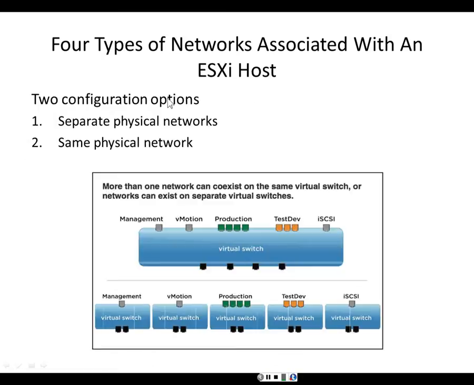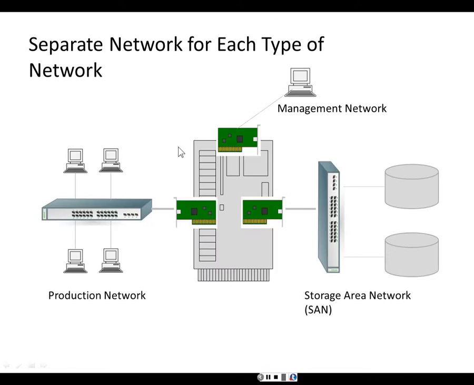There are two configuration options. These four types of networks can be on four separate physical networks, or they can all be on the same network. Now, ideally, we have a separate network for each type of network. A separate physical network for the production network, a separate network for the storage area network, a separate network for the management network, and a separate network for vMotion. That's a good way to go, but the disadvantage is it tends to be a little expensive.